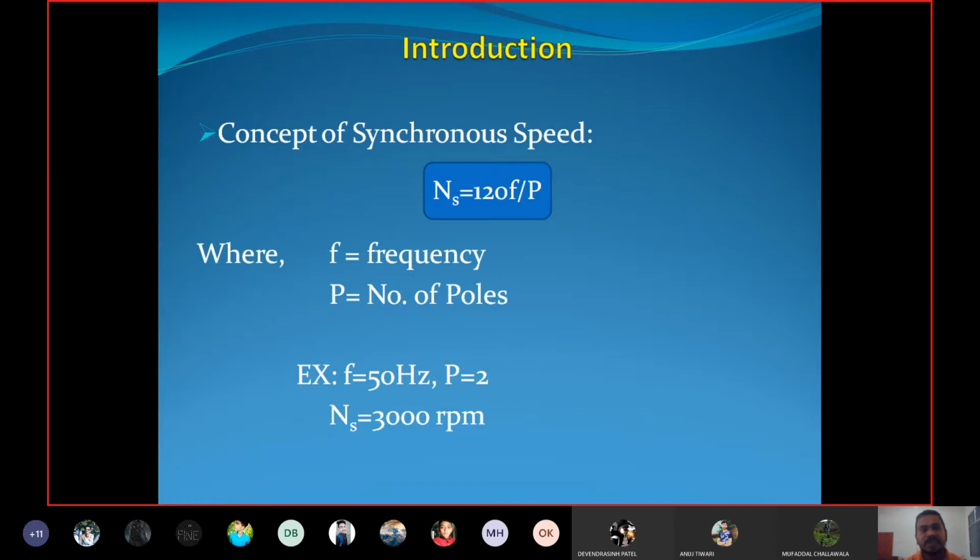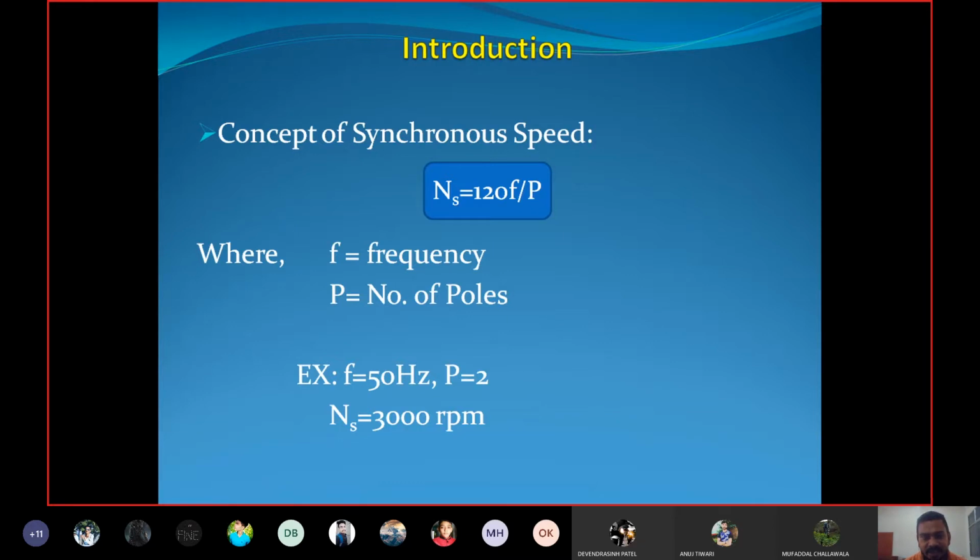Suppose we assume that frequency is 50 Hertz and number of poles P is equal to 2. At that time the synchronous speed becomes equal to 3000 RPM, that is 120 multiplied by 50 divided by 2. So synchronous speed is the speed at which the rotor of the motor rotates. That is known as the synchronous speed.